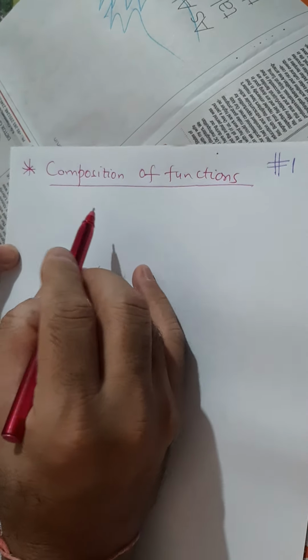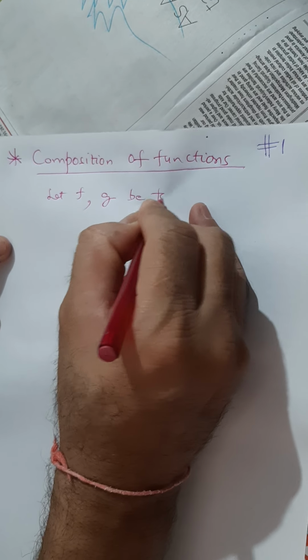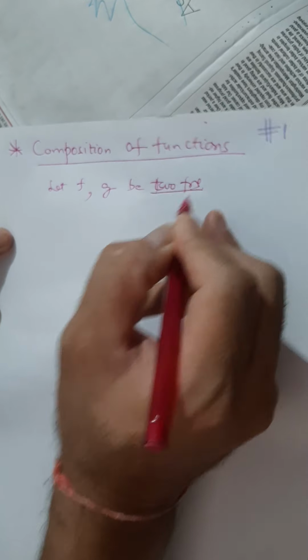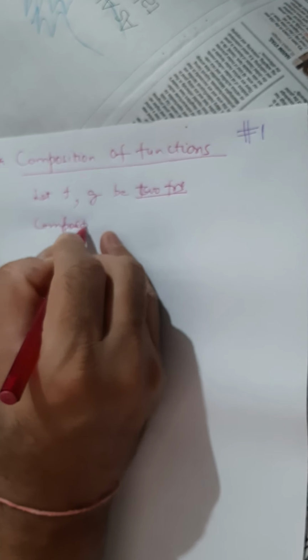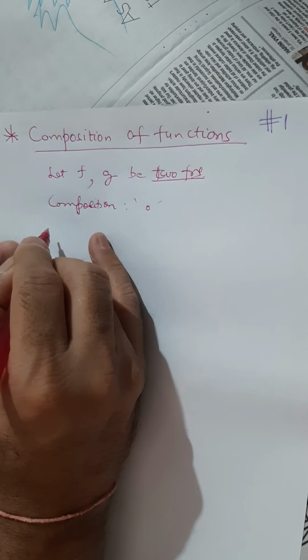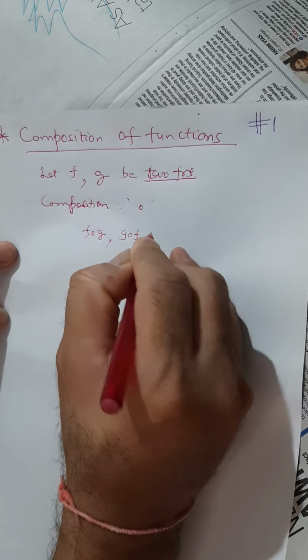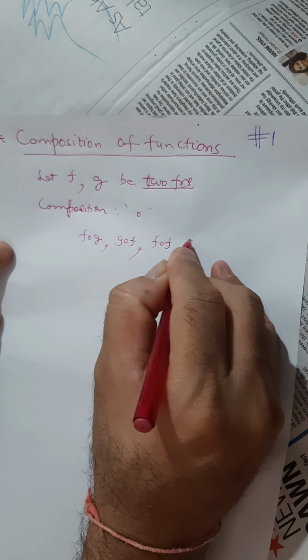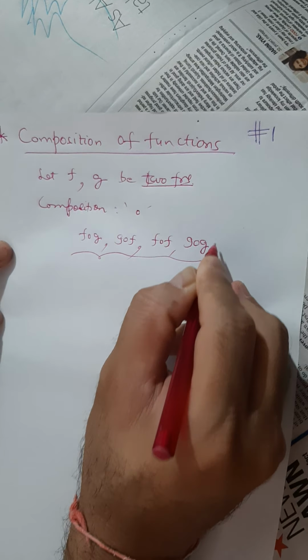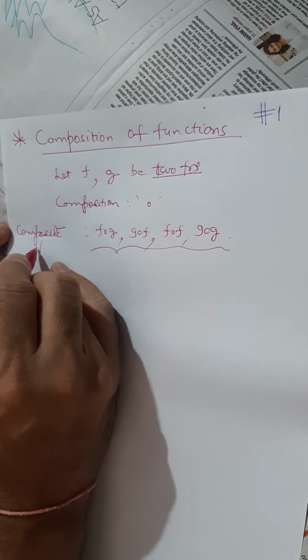Today we start composition of functions. So we take two functions, let f and g be two functions. Then the composition is usually denoted by a small circle. So we have f o g or g o f or f o f, you may have g o g and so on. These all are called composite functions.